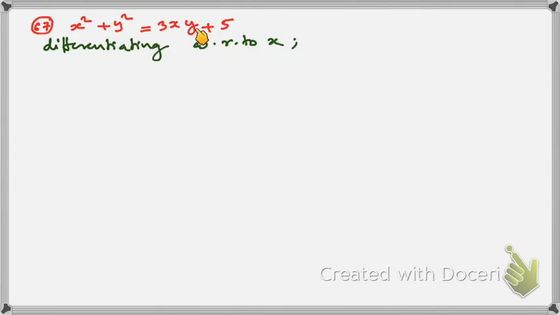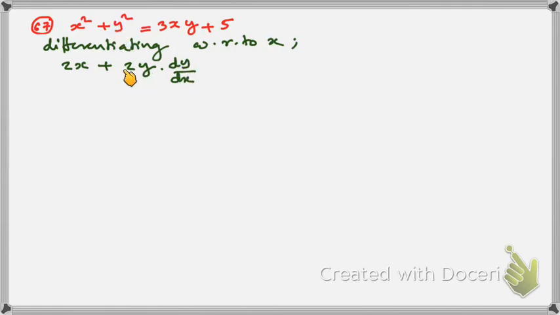So that's a product between 3x and y, and that's a constant term 5 there. So let's start differentiating. X square derivative is 2x and that's it. But when you differentiate y square, it's 2y into dy by dx. So anything in y, when you differentiate, it's followed by dy by dx.